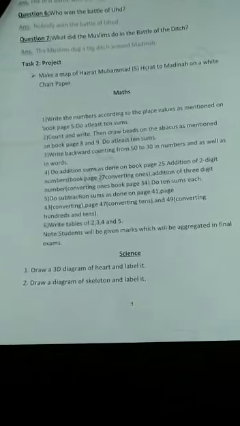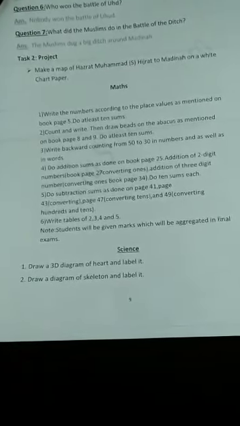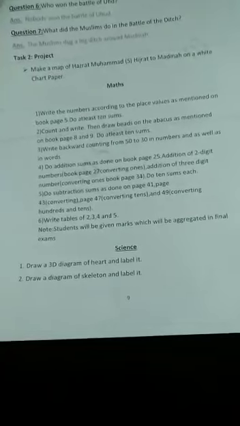Then question 3 is write backward countings from 50 to 30 in numbers as well as in words. Then question number 4 is do addition sums as done on book page 25, addition of 2-digit numbers. And it's also mentioned in book page 27, and then addition of 3-digit number, and it's also mentioned in the book page number 34, and kids have to do at least 10 sums each.